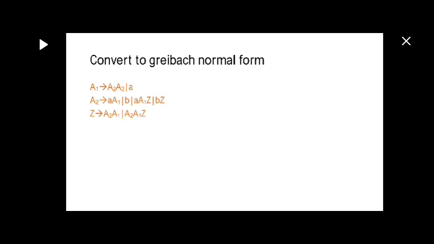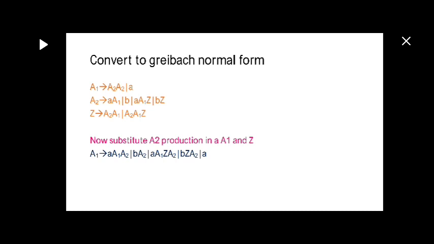Now after this, we have altogether 8 productions running from A1, A2 and Z. Now substitute the value of A2 in A1 and Z. Because A2 now has 4 productions, we have to take all these 4 productions and substitute them for the respective value of A2 in A1 and Z here. When you substitute A2 in A1 and Z, the productions will get converted like this.